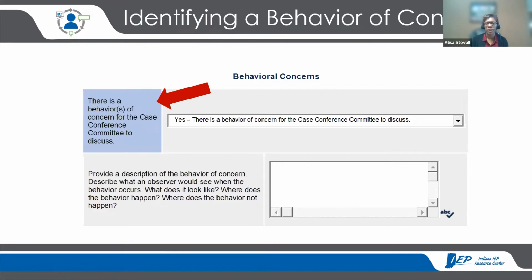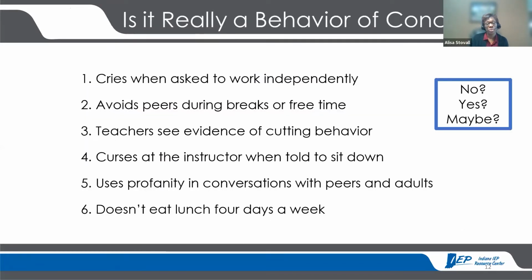This is where the process begins. There's a behavior of concern that we need to address. It may be formal, as in this depiction of the IEP system, and this is where we start to document things. But even if there's not an IEP involved, we really need to start thinking about how we identify this behavior. What does it look like? What does it sound like? When does it happen? Where does it happen? And is this even a behavior that we can agree on is concerning?